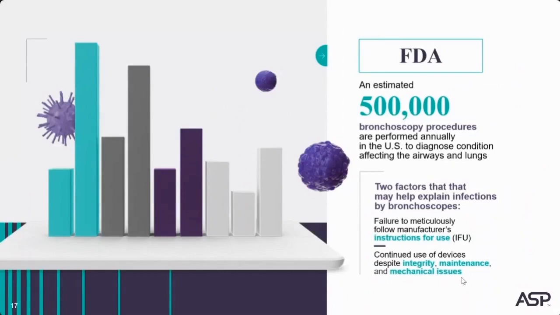ORs, and I know this from working in them, are notorious for having old bronchoscopes that maybe they haven't used for a very long time. But remember, just because you haven't used them doesn't mean that they're still functional. So it's always something that you want to check out to make sure that the integrity of the material is still good.